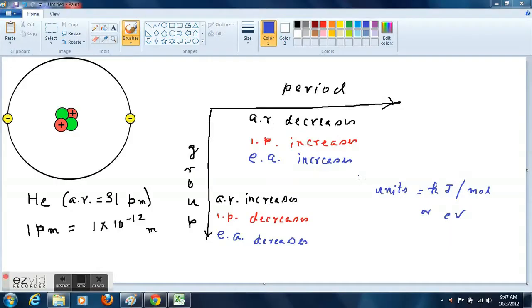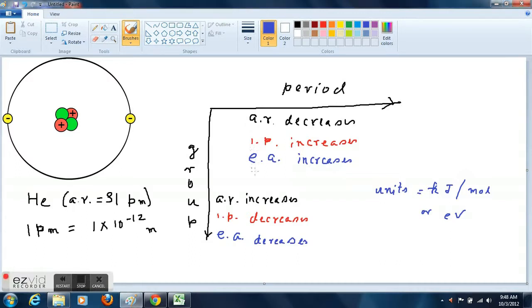In this tutorial I am going to discuss the periodic properties and how they vary along the period and along the group. Now, there are three periodic properties I discussed in my earlier tutorial: atomic radius, ionization potential and electron affinity. Now first let us talk a little bit about atomic radius, and I have shown you one diagram also.